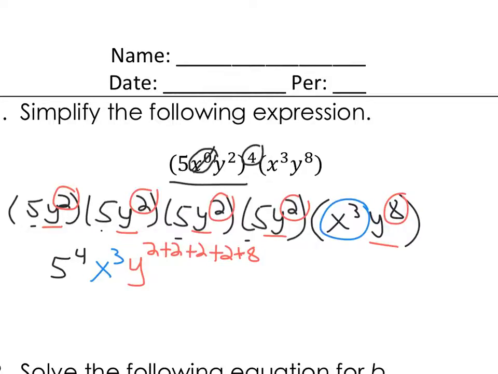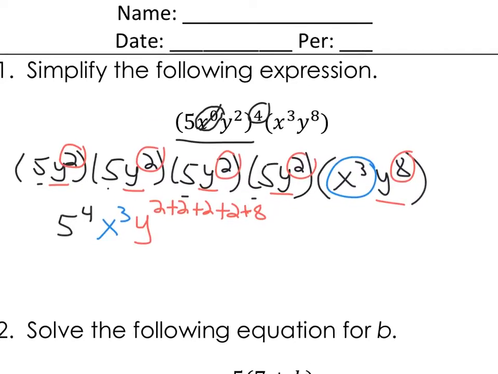All right, two more things we have to simplify. We have to simplify this 5 to the 4th power. What that is saying is 5 times 5 times 5 times 5. So 5 times 5 is 25. 25 times 5 is 125. And then 125 times 5 is going to be 625. So that's going to be 625.